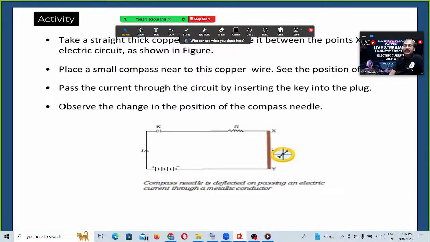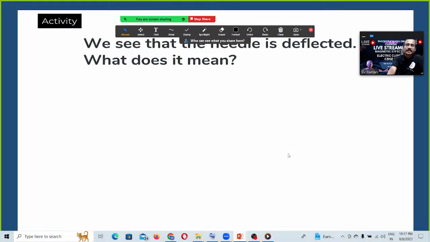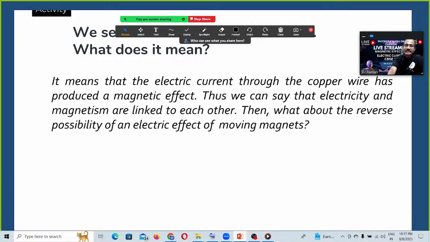What happens? Nearby you place a magnetic compass. If you place a magnetic compass, automatically this compass needle is fluctuating. Why is this compass needle fluctuating? We see that the needle is deflected. What does it mean? It means that the electric current through the copper wire has produced a magnetic field. Thus, we can say that electricity and magnetism are linked to each other.